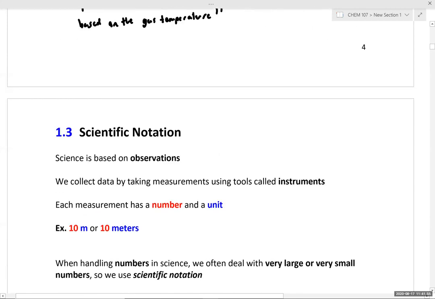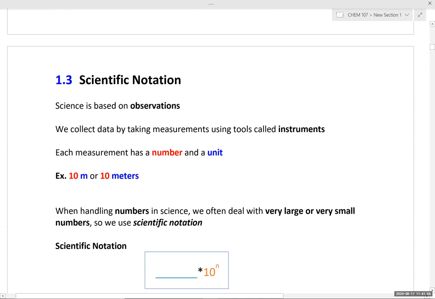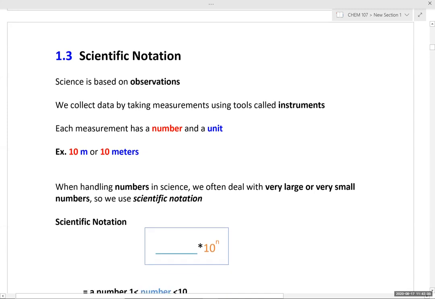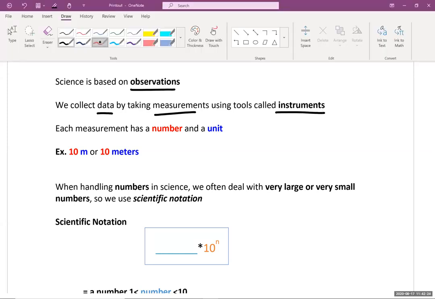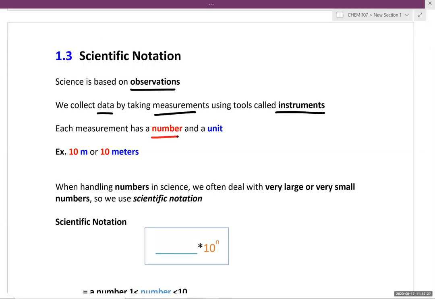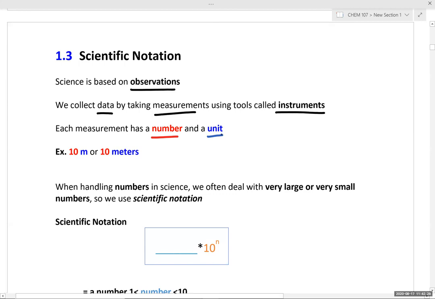Okay, so let's talk next about scientific notation. So let's talk about something that's going to be very practical when you're writing reports and dealing with calculations in science. So science is based on observations. Now, we collect data by taking measurements using tools called instruments. Now, when you take a measurement, there are two major components. We have a number and a unit. Okay?